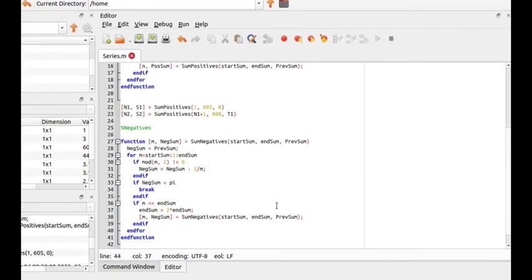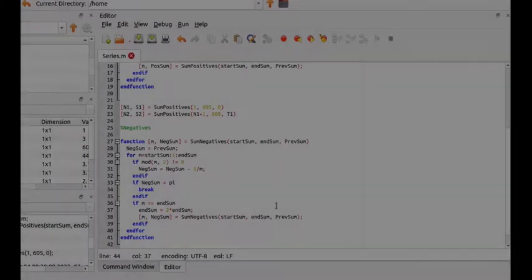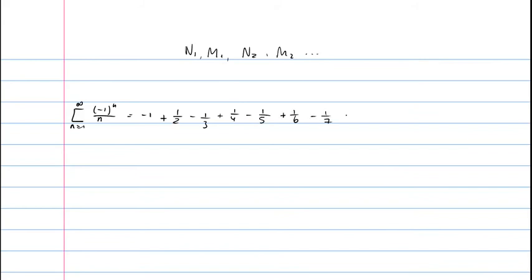Let's now go to the board and write all these things down. So what we just did in the code was find the numbers n1, m1, n2, and m2, and we could have continued with this process indefinitely. So our series, the first terms of it are minus 1 plus 1/2 minus 1/3 plus 1/4, and so on. We can continue.